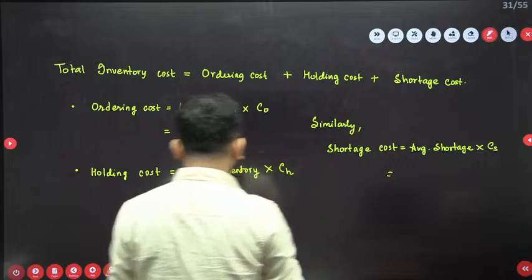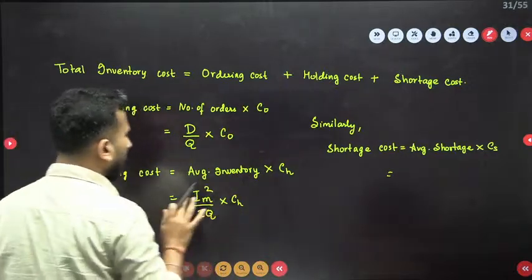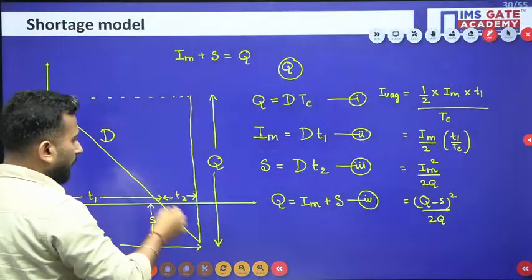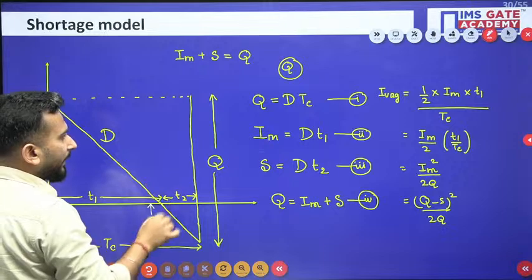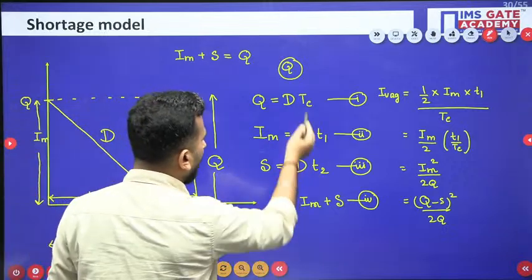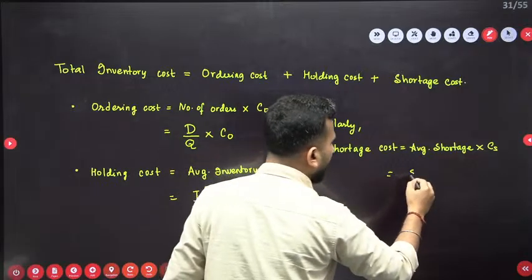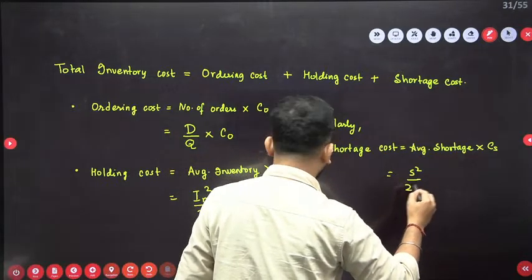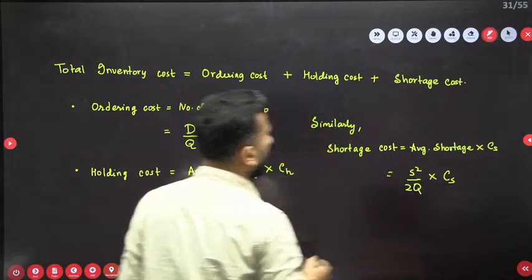So average shortage, like this only we have to write: wherever shortage is there by total cycle time, so it will be S half into S into T2 by TC. T2 by TC can be written as S by Q. So it will be S square by 2Q into your shortage cost.